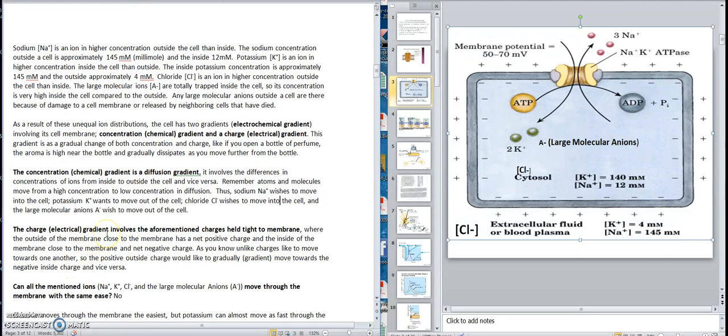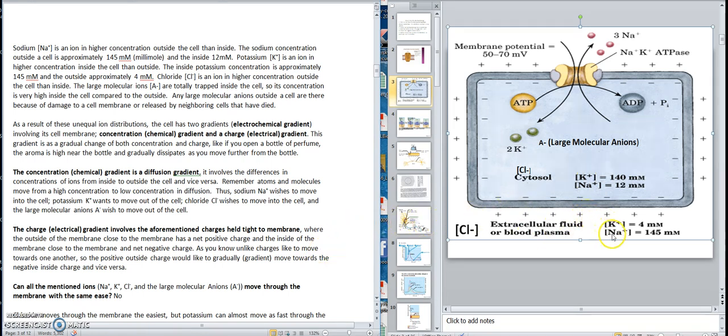The charge gradient involves the aforementioned charge held tightly to the membrane, which was a net negative here and a net positive there. Okay? So let's just look at this. You can read on it. Potassium, as far as charge, would like to stay in the cell. Why? Because potassium is positive and the inside is negative. So in terms of charge, potassium would like to stay more inside.